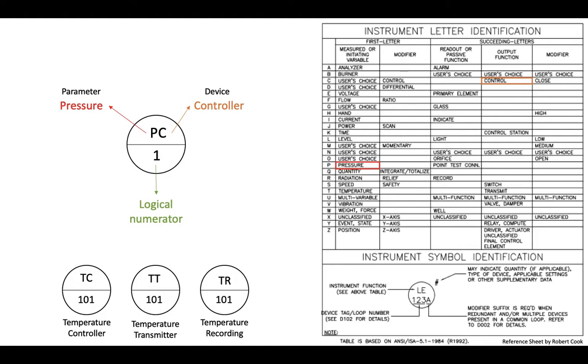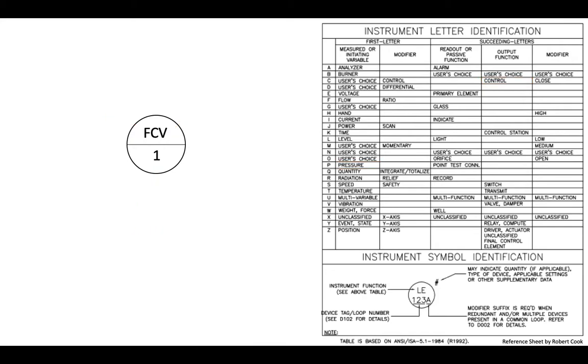There are several instrumentation symbols that can be found on the internet, and all of them are regulated by international organizations so that they are globally understood. If the instrument had 3 letters instead of 2, the procedure would be the same. In this case, the letter F stands for flow, the letter C stands for control, and the letter V stands for valve.